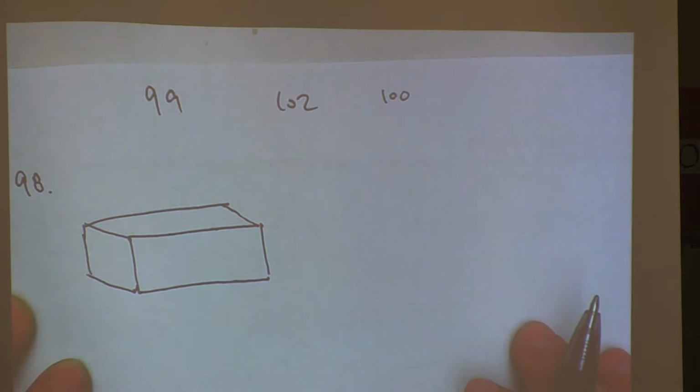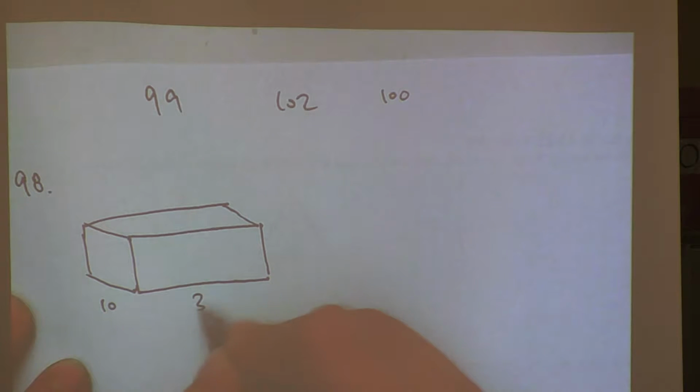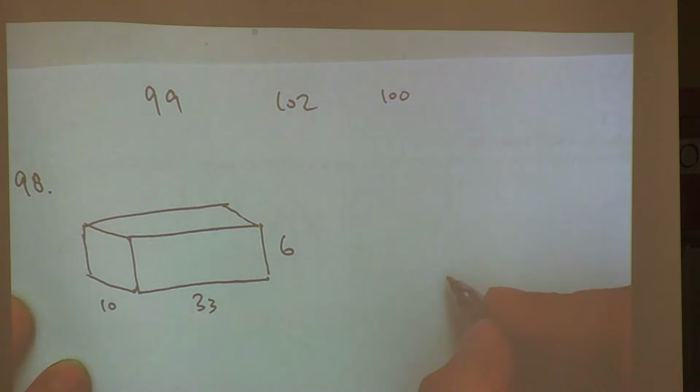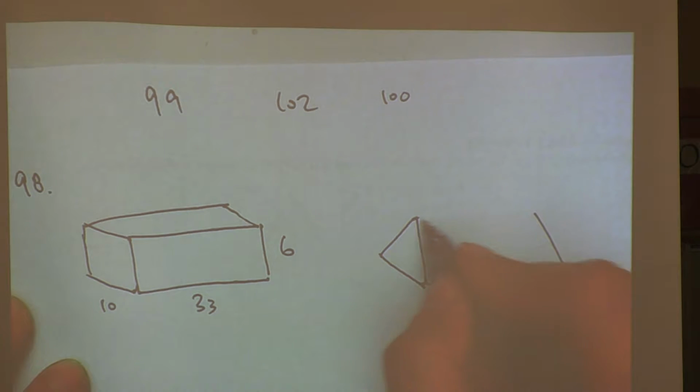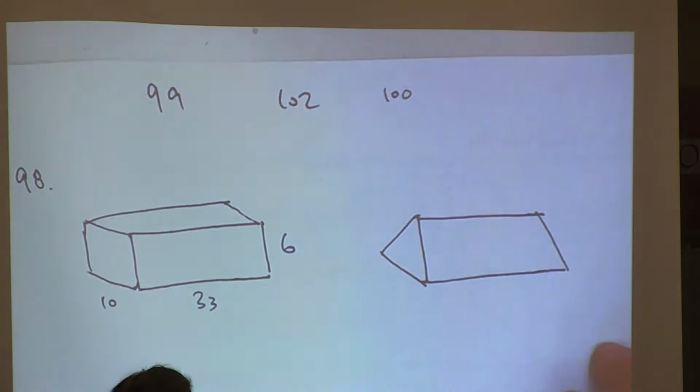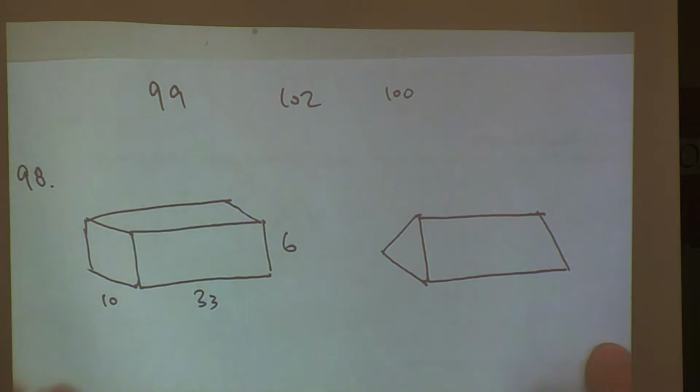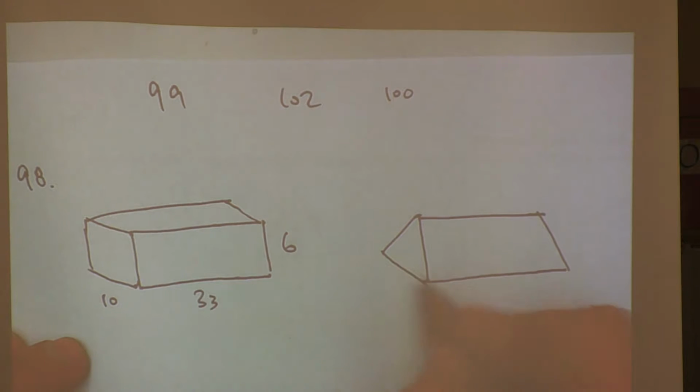Okay, there's the bottom piece of the house. That's 10 by 33 by 6. But then you also have the top piece of the house. And the top piece of the house, we know, is also going to be that same 10.